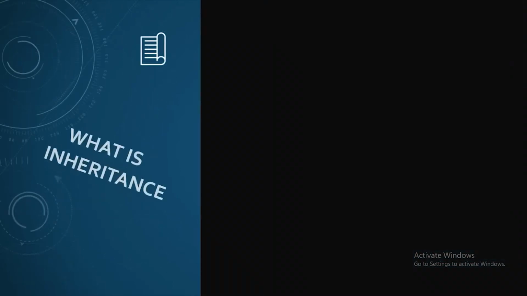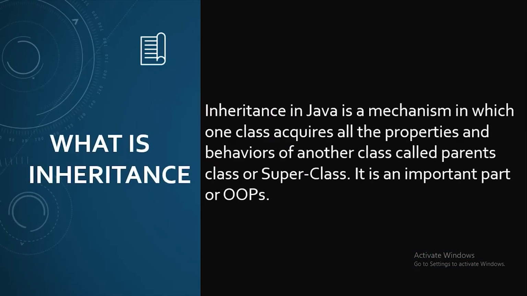So what is inheritance? In Java, inheritance is a mechanism in which one class acquires all the properties and behavior of another class. That class is called a parent class or a superclass, and it is a very important part of OOPS.